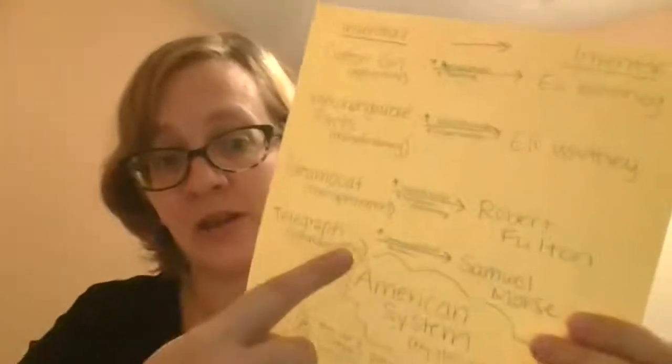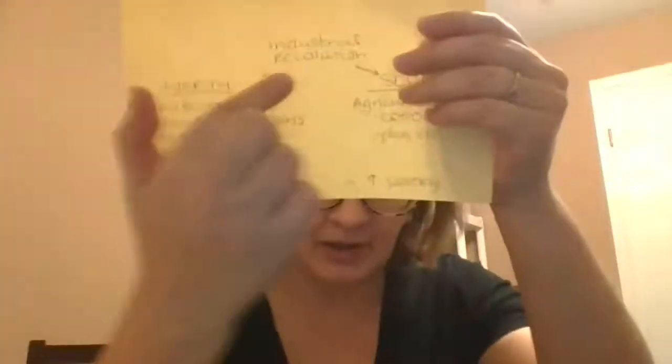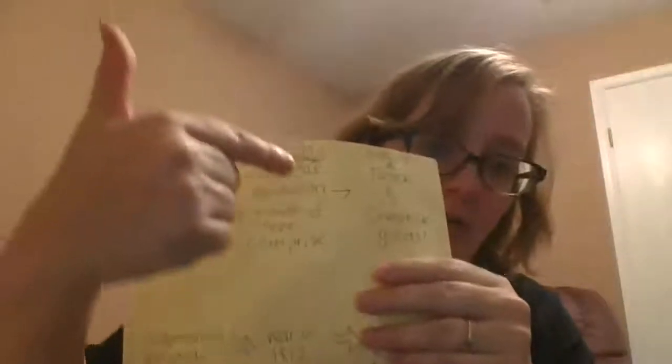Exactly. It's a lot of cause and effect in this test. A lot. You'll notice there's a lot of things with arrows. This causes this. Timeline: the War of 1812 leads to the Industrial Revolution, which makes things faster and easier.